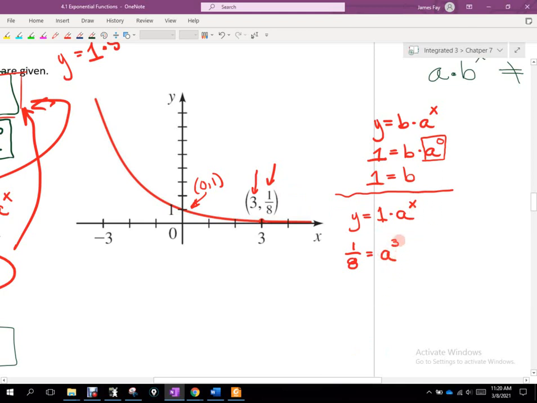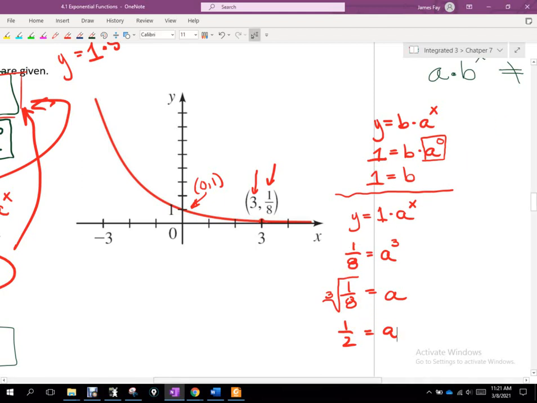Now, in the previous one, we took the square root to get a, right? What am I going to take here? Cube root. So it's going to be the cube root of 1/8 is equal to a. Now here's my question, because that can simplify. What number can you multiply by itself 3 times to get 1? 1. So the cube root of 1 is 1. What number can you multiply by itself 3 times to get 8? 2. So this reduces to 1/2. 1/2 times 1/2 times 1/2 would give you 1/8. So now I've got a, right?